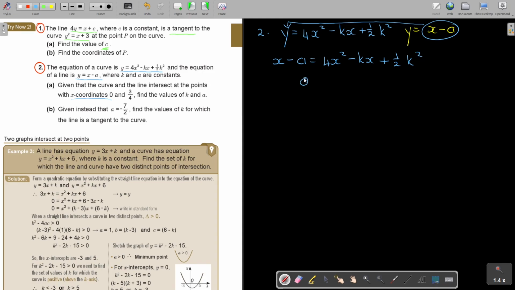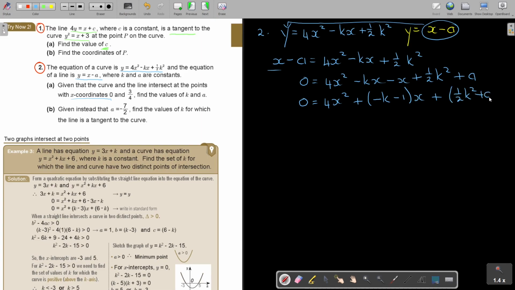Okay, then I'm going to take everything over. So 4x squared minus kx, I can bring that one over, so minus x plus a half k squared plus a. Okay, so let's just arrange this a little bit. So I'm going to say this is 4x squared. Now, as you know, I prefer to write the positive there. And then this last one is a half k squared plus a.